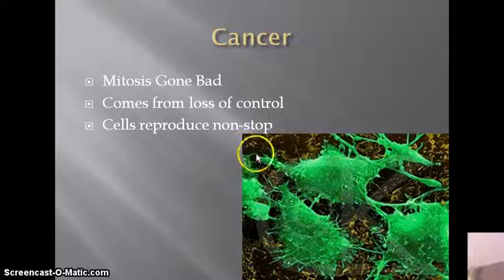And then it comes from the loss of control, like maybe those checkpoints aren't working, or cyclin isn't breaking down at the end of mitosis. So something makes the cell just keep dividing nonstop, and sometimes it divides incorrectly, and that's how we end up with really bad cancer and how it spreads everywhere.